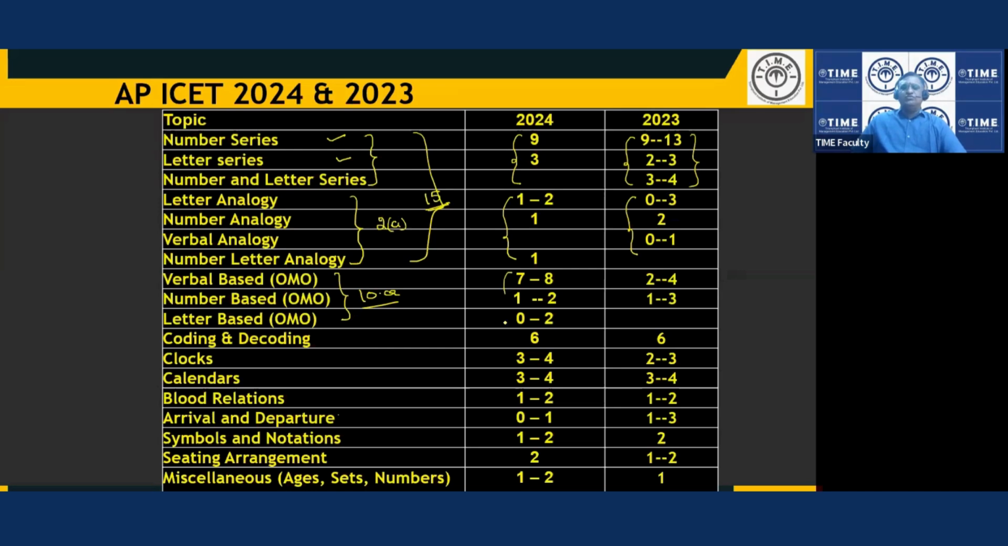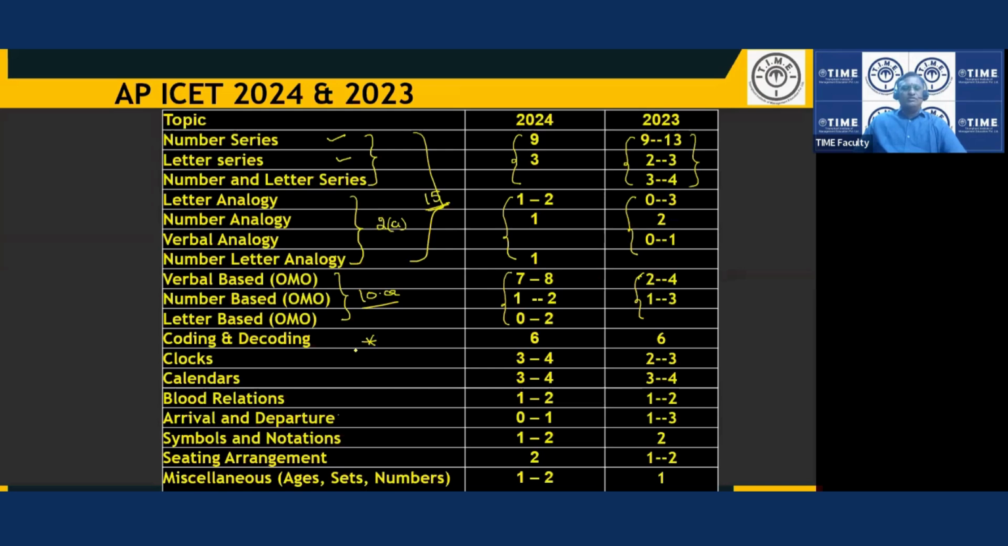In 2024, the questions fluctuated between 8, 9, 10, that's all. But in 2023, you got less weightage from there, around 5 to 8 questions in between. Next, coding decoding. This is a major topic.